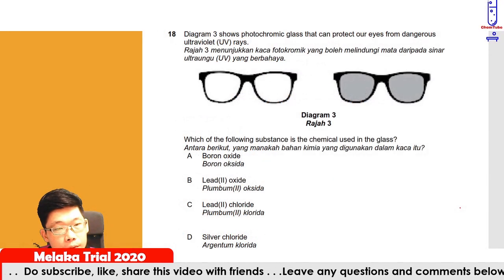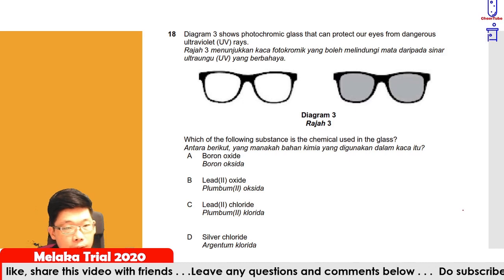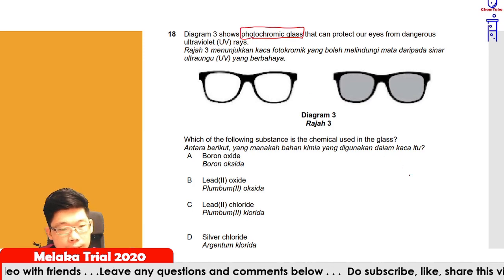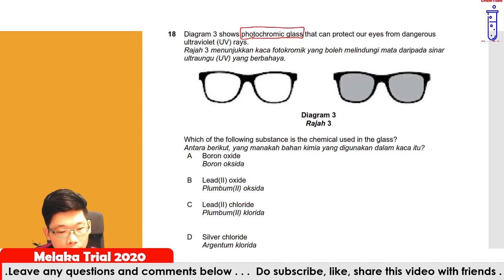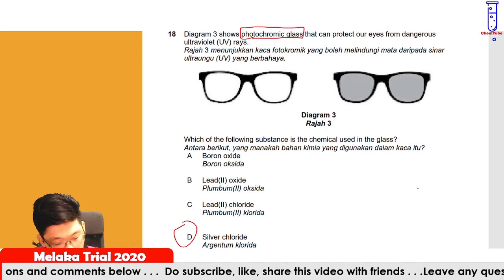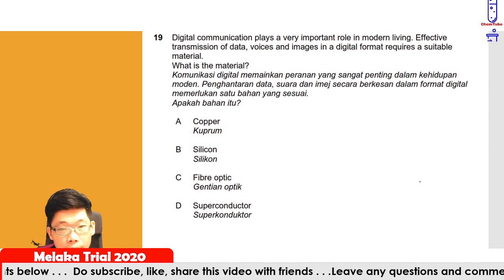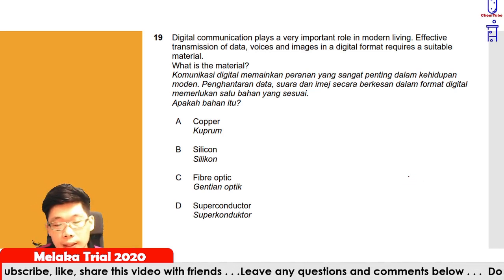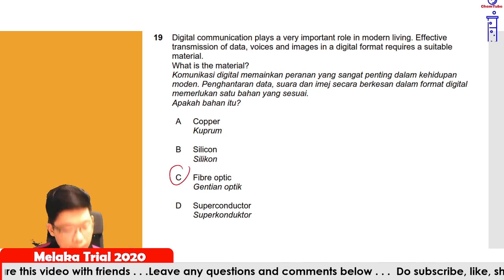Okay, diagram 3 shows the photochromic glass that can protect our eyes from dangerous ultraviolet rays. So which chemical is used? If you see photochromic glass here, no need to think again, it is silver chloride. Okay, 19. Digital communication plays a very important role in modern living. Effective transmission of data, voices, and images in digital form requires a suitable material. So what is the material? It's fiber optic. Okay, B.